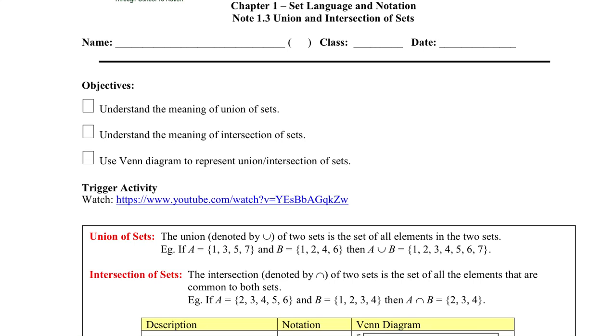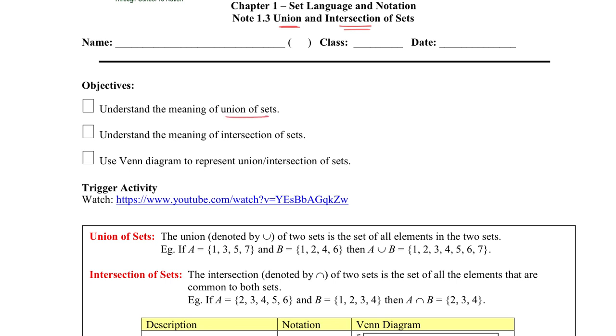Hello, let the beautiful math continue. For now, we're talking about set language and notation. In notes 1.3, we talk about the terms of the union and intersection of sets.